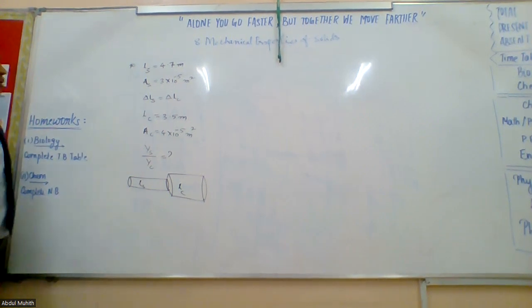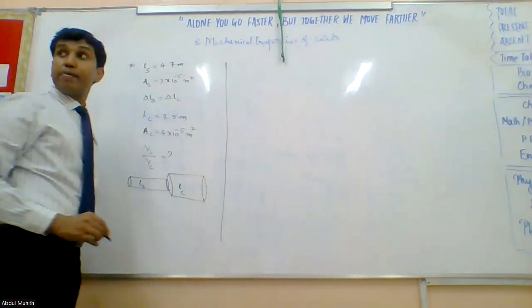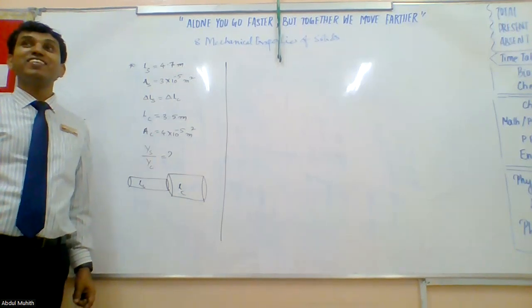Which is more area? Now, if you want to find this out, what is the formula of Young's modulus? F into L by A into delta L.